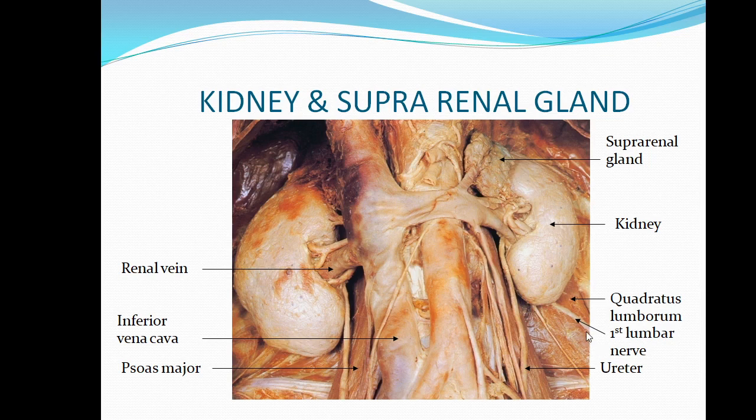Here what you can see is the first lumbar nerve present. This muscle is the psoas major. This is the quadratus lumborum. The psoas major is present medially, and quadratus lumborum is present laterally. And on its anterior surface, you can see the first lumbar nerve here. This is the right dome of the diaphragm. Here is the left dome of diaphragm.